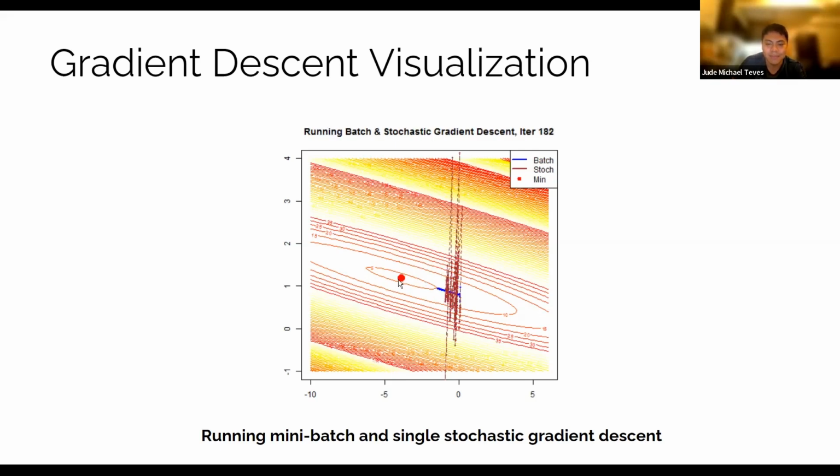So this is the minimum loss value that you have for this particular function. So batch is, of course, more smooth, and stochastic is very jittery. Mini batch versus stochastic.